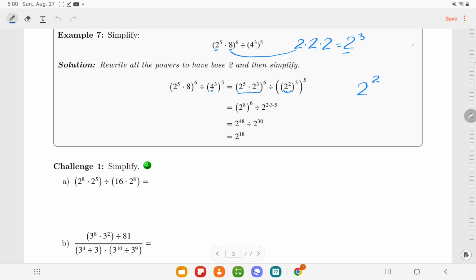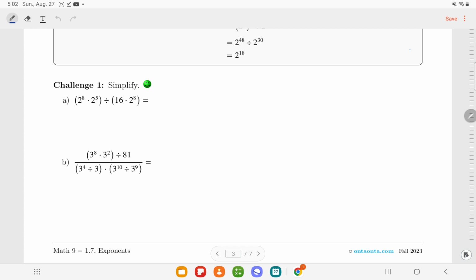When we have the same base, we can use the rules that we learned. Keep the base and add the exponents when we're multiplying powers. We multiply the exponents, so 8 times 6 and 2 times 3 times 5, when we're taking a power of the exponent. And finally, we subtract exponents when we're dividing the powers. So let's try these challenge questions. 2 to exponent 8 times 2 to exponent 5. It's multiplication, so we keep the base, we add the exponents.